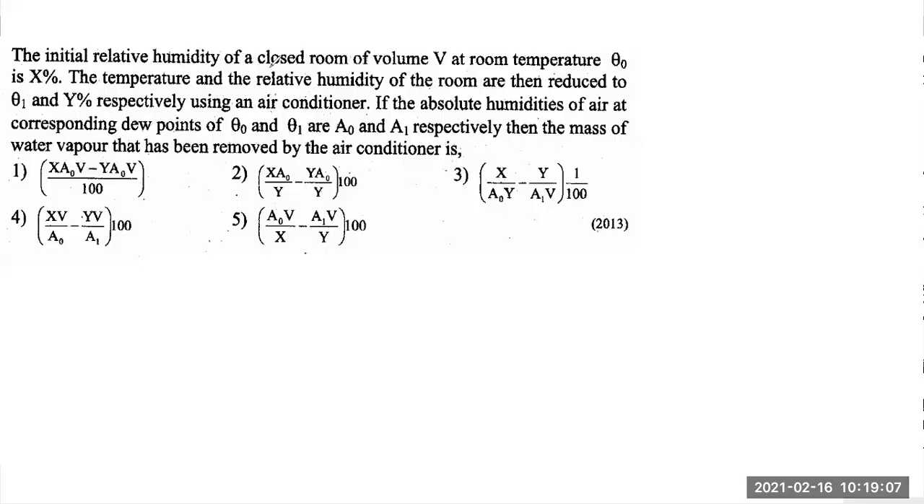The initial relative humidity of a closed room of volume V at room temperature theta naught is X percentage. Initial temperature is theta naught, and at that temperature relative humidity is given as X percentage. The temperature and the relative humidity of the room are then reduced to theta 1 and Y percentage.